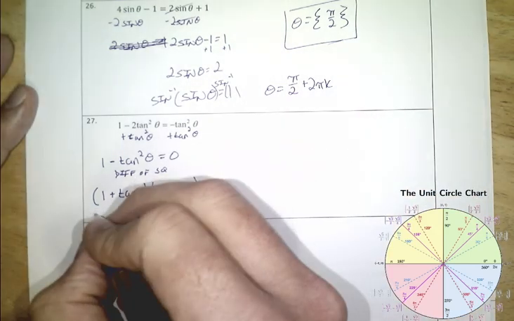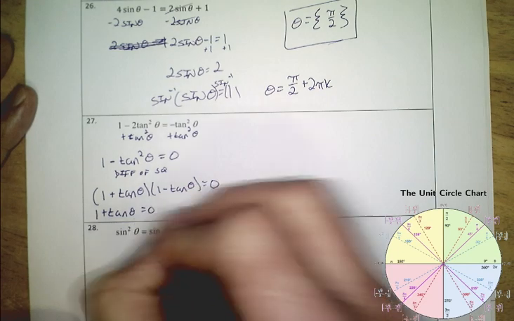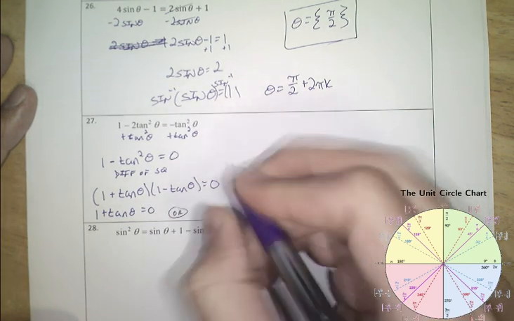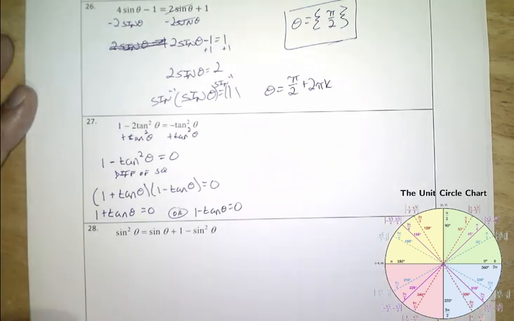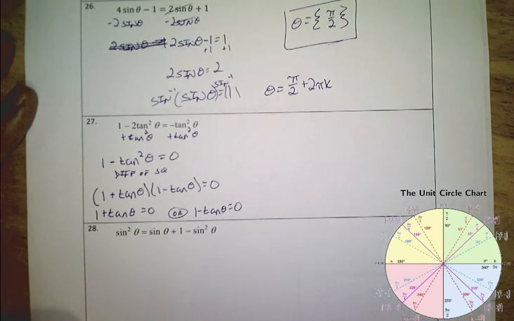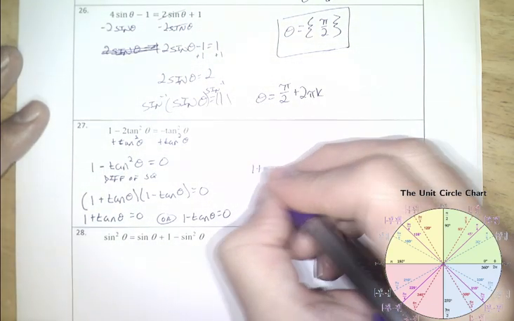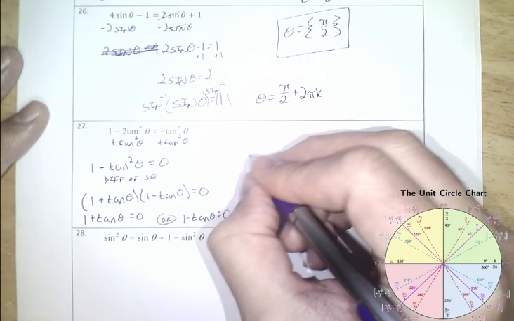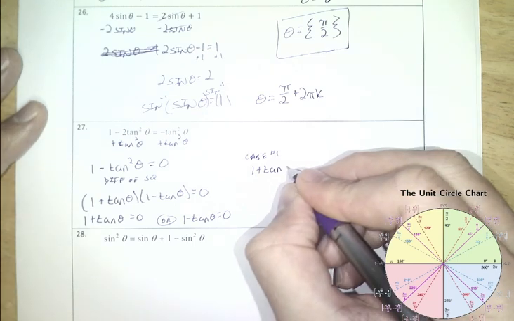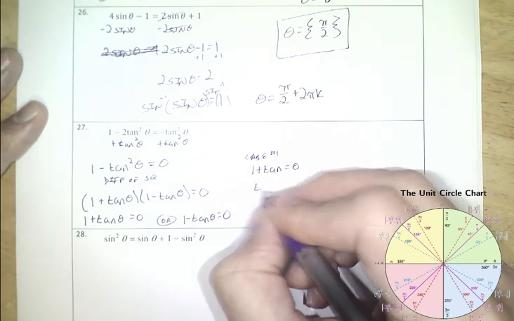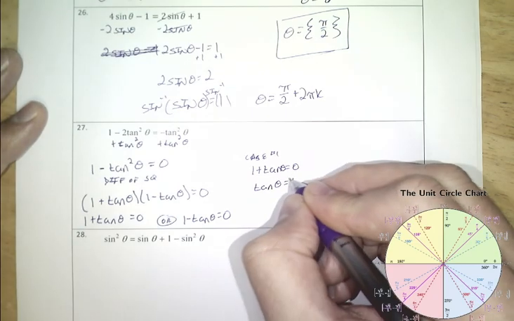So that gives us two solutions. Either 1 plus tangent theta is equal to 0, or 1 minus tangent theta is equal to 0. One or the other. This is case number 1: 1 plus tangent theta is equal to 0. So tangent theta is equal to -1.